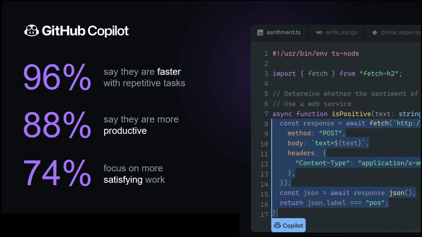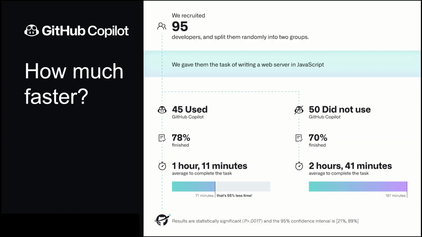Now, I've been saying faster this whole time, and again, how do you quantify how much faster? So on top of that, there was another study done where they recruited 95 developers and split them into 2 random groups. They were tasked with writing a web server in JavaScript. On the left-hand side, you'll see that 45 got to use GitHub Copilot, and on the right-hand side, 50 did not get to use it. 70% of the developers who used Copilot completed the task, and 70% of the 50 developers who did not use it also completed it.